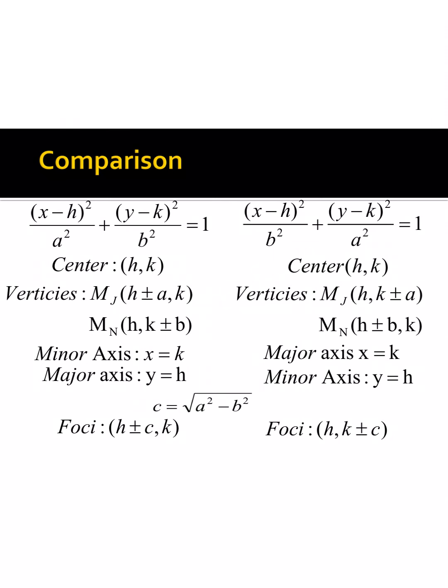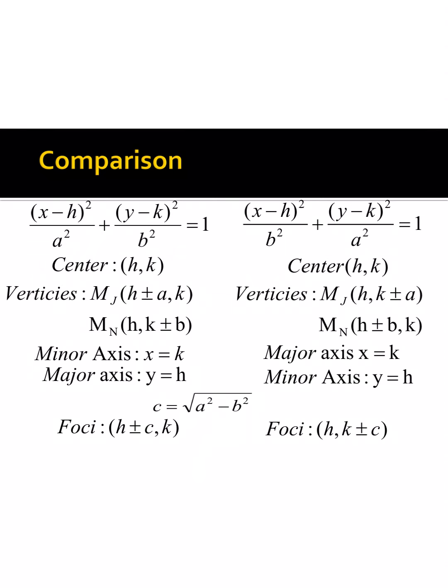All right, let's go ahead and compare how you find the parts for your different ellipses. On the left side, you see that we have a horizontal ellipse because our a value is under our x component, whereas on the right side, we have a vertical ellipse because your a value is under your y component. Regardless of which type of ellipse you have, your center is always (h, k), where h is always found from your x component and k is found from your y component.